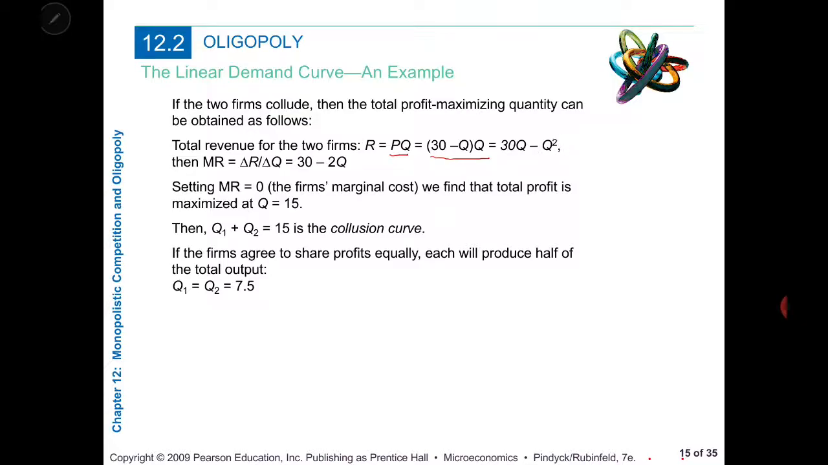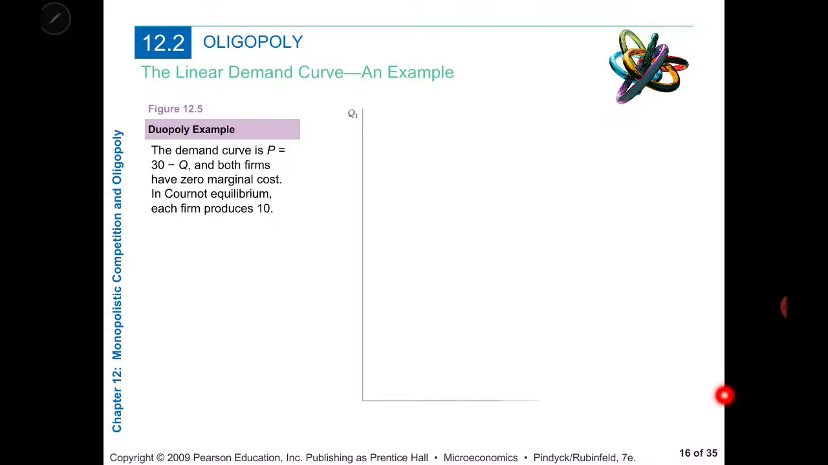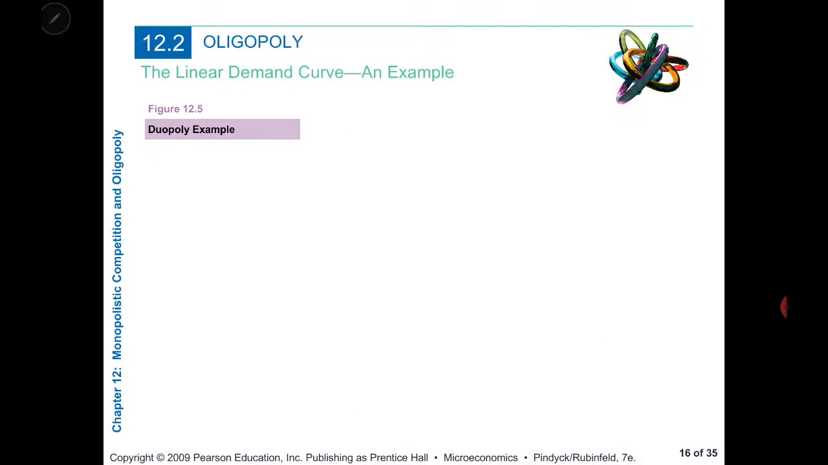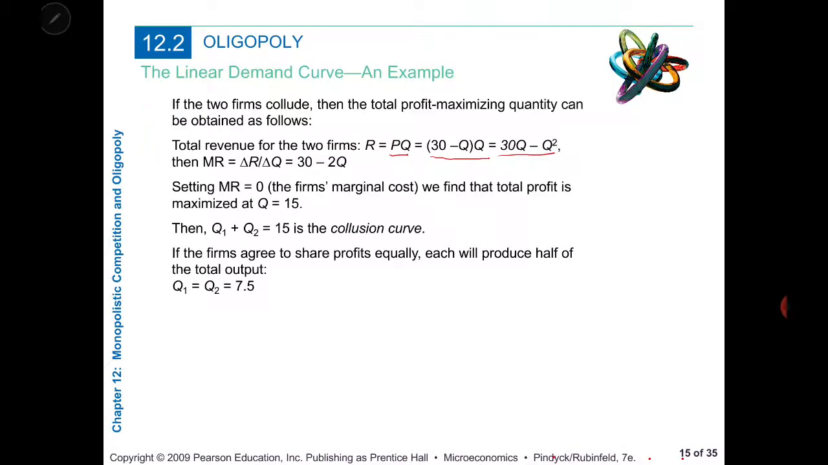And the MR from here is 30 minus 2Q. Okay, they are acting as one. So total profit can be maximized where 30 minus 2Q, which is the MR, is set equal to MC, and MC equals 0. So 2Q equals 30, Q equals 15.